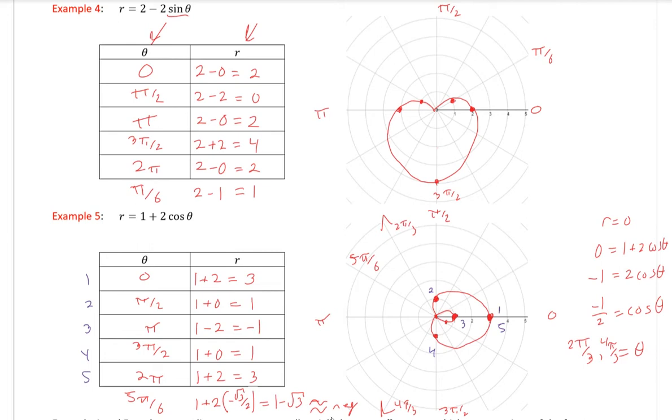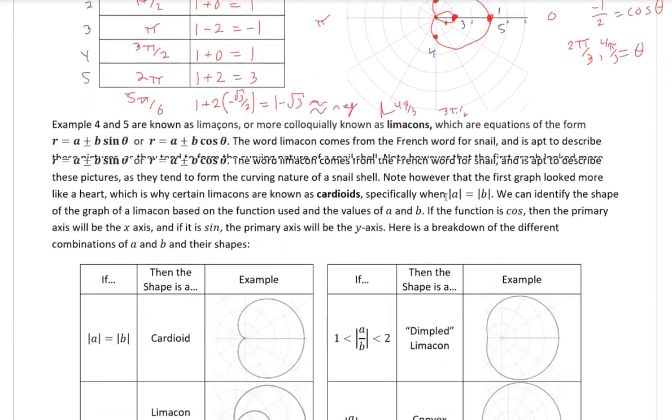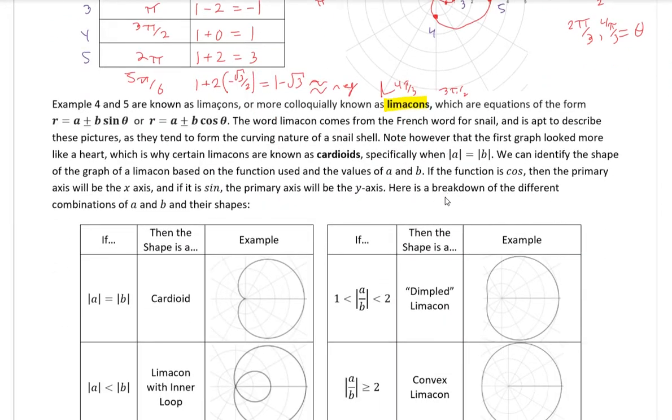Okay, so these kinds of graphs have special names. If you look at the equations we worked with, they are relatively similar. They both have a constant plus or minus some amount of sine or cosine. These functions are going to be commonly known as limacons. Typically it should be limaçon, I think is how it would be pronounced in French. But in the United States, we just more colloquially call it a limacon. And again, they form from the equation a plus or minus b sine or a plus or minus b cosine.